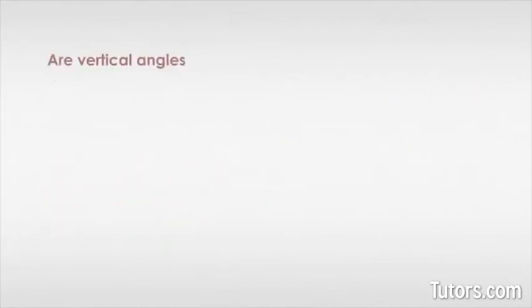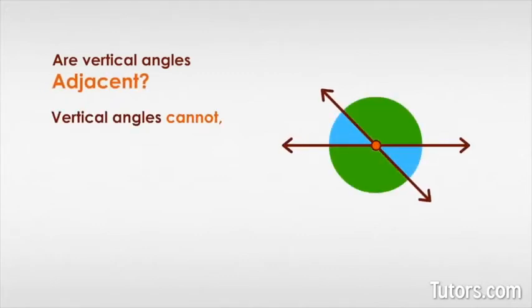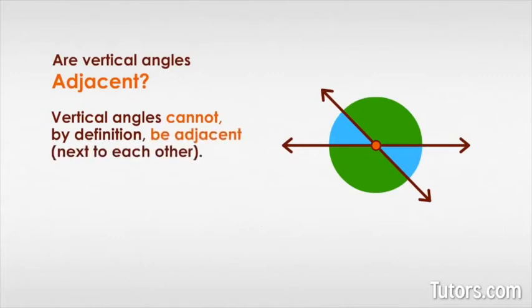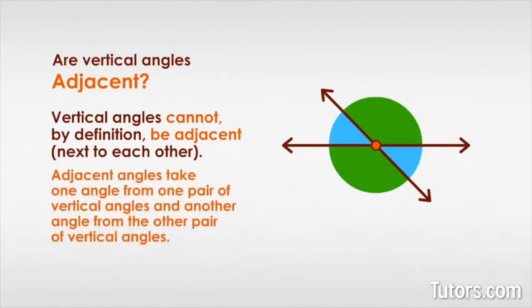How about the question, are vertical angles adjacent? Vertical angles cannot, by definition, be adjacent, next to each other. Another pair of vertical angles interrupts since opposite angles are vertical. Adjacent angles take one angle from one pair of vertical angles and another angle from the other pair of vertical angles.